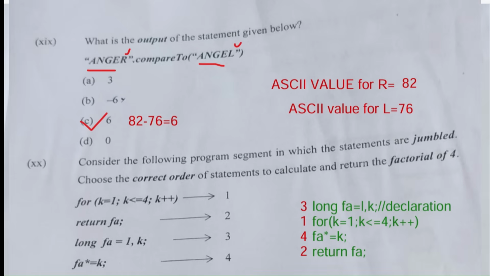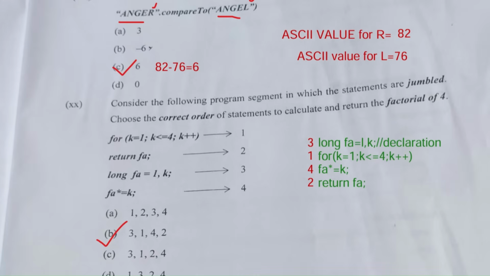Explanation for question 20. Factorial calculation. The correct order of statements for calculating the factorial of 4 follows a structured approach. Correct order: 3, 1, 4, 2. This sequence ensures correct execution, first declaring variables, running the loop, updating the factorial, and finally returning the result.